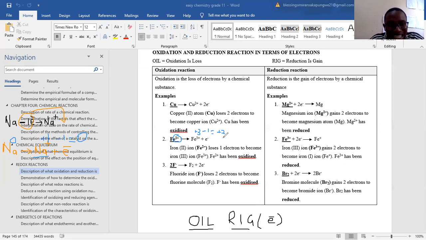So we don't use negatives in the equation. Then on the other side, we're saying it is again a gain of electrons. Reduction is the gain. So if I have a magnesium ion and then it gains two electrons, it's going to become a magnesium atom. So the gaining of two electrons is what we are calling reduction.